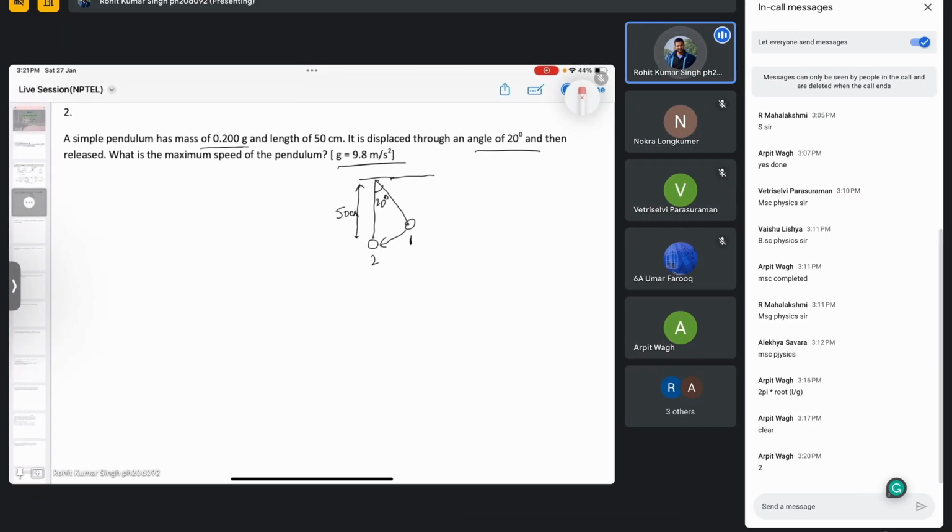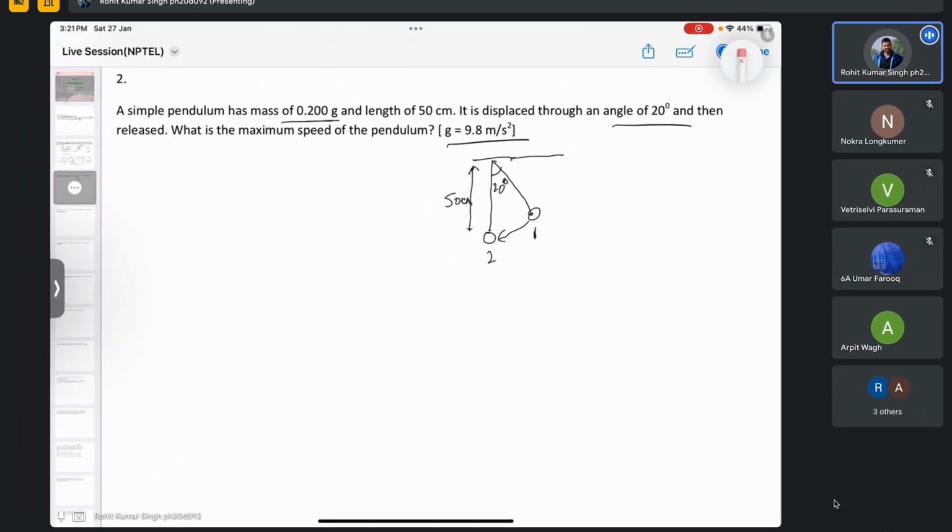How can we calculate it? Guys, anyone? Simple problem. This is a class 12th level physics, right? 11th and 12th level physics. So it should be very easy for you guys. So please answer quickly. How can we do this? Conservation of energy, Arpit says. Anyone else?